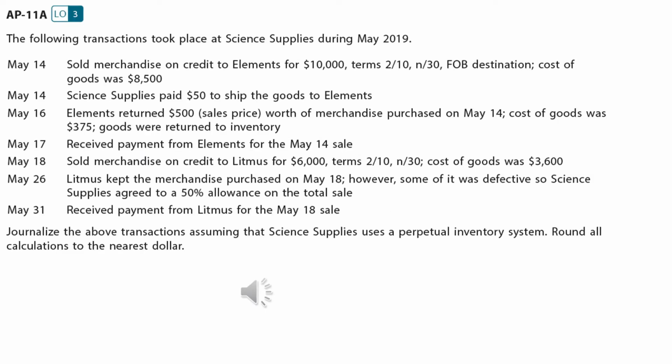This is Chapter 7, Question 11a. In this problem, we have a number of transactions for Signed Supplies during the month of May 2019. We've got 7 transactions, and we're asked to journalize them using the perpetual inventory system, rounding them all to the nearest dollar. On the next slide, I'll go through each of those transactions.